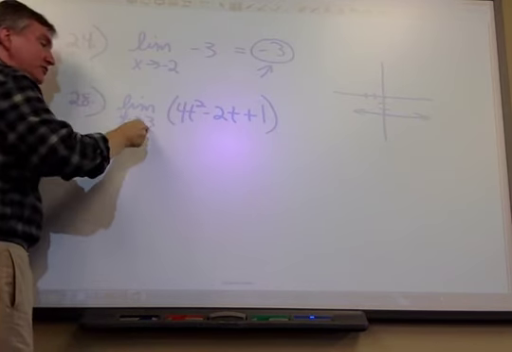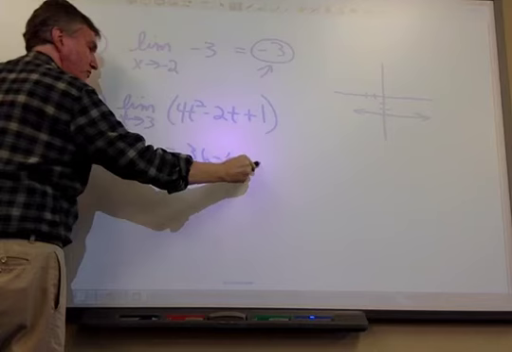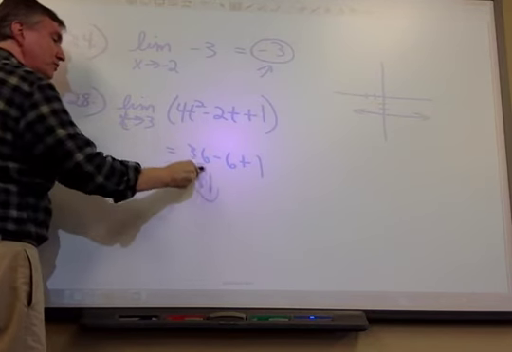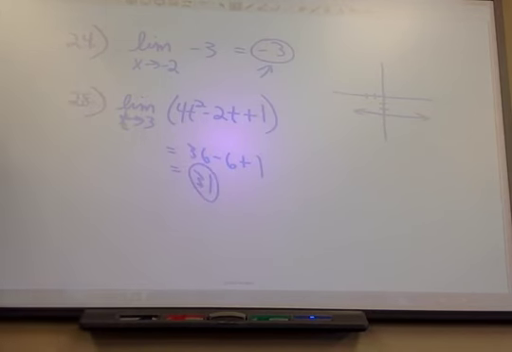9 times 4 is 36, minus... the limit would be 31. No problem there. So if it's just a plain old polynomial, I can just plug that x value or t value right in and get my limit. That's nice. Okay.